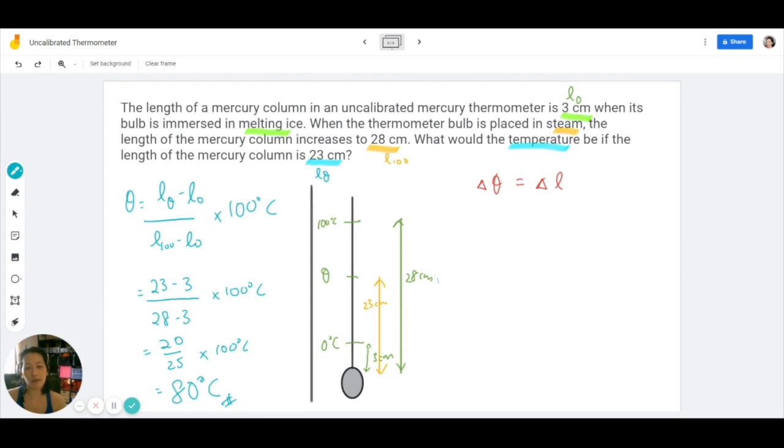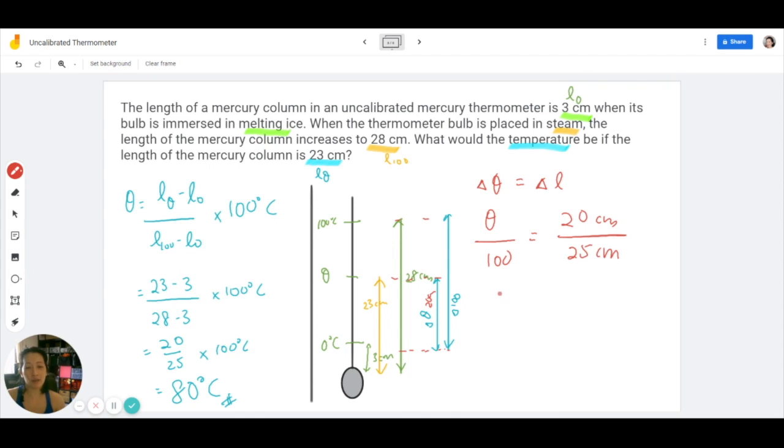So we have, let me draw it over here. This is for theta, and this would be for 100. So what we have here is theta to 100. I'm going to put that straight away into fractions, theta over 100. Then this length, let's take a look. This length should be 23 minus 3, so this would be 20 cm. I'm going to put that straight away as 20 centimeters. And then for the 100, it's 28 minus 3, that would be 25 cm.